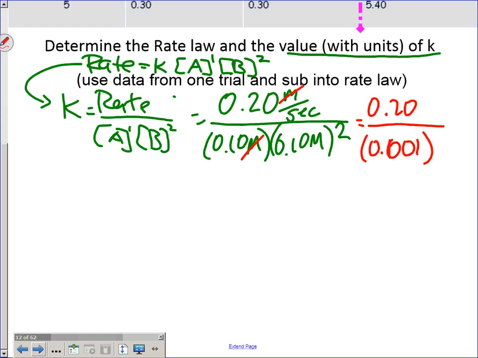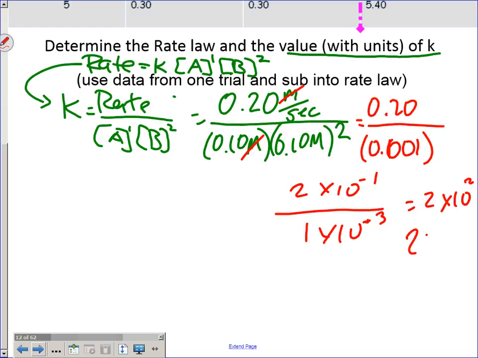I can so much better do scientific notation. That is 2 times 10 to the negative 1, right? This is 1 times 10 to the negative 3. Okay, so 2 over 1 is 2. 10 to the negative 1 minus a negative 3. So that's adding, right? So what is that? A positive 2? Okay, can you do this in your head better? Yeah, I can totally, that's what I have to do to make sure I can mentally math it up here. So this is 200, where's the units?